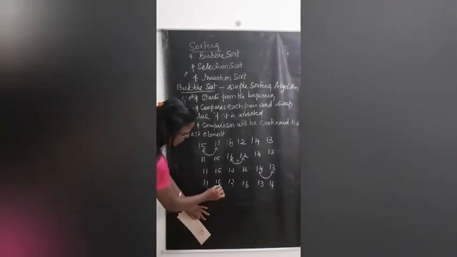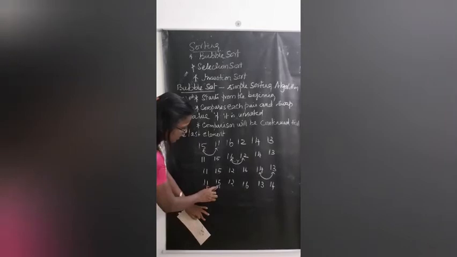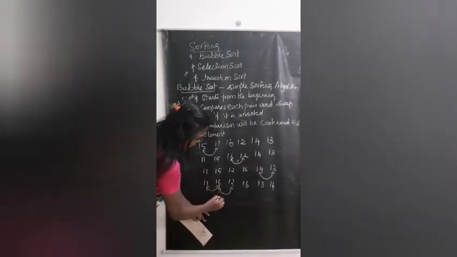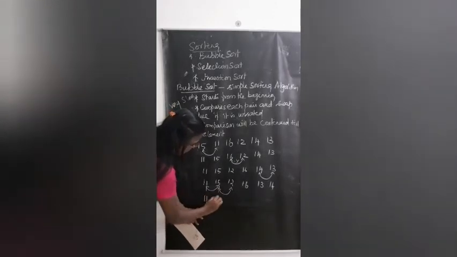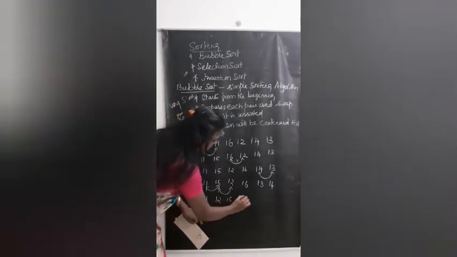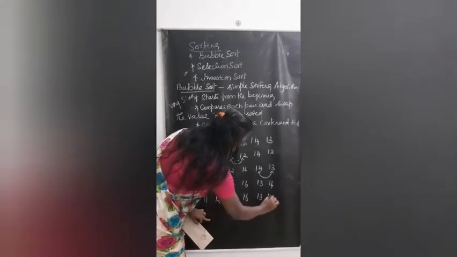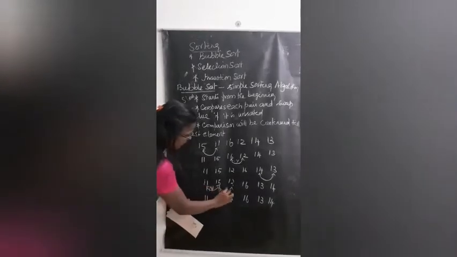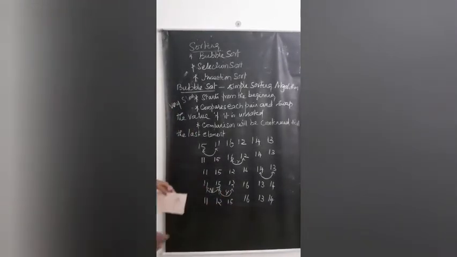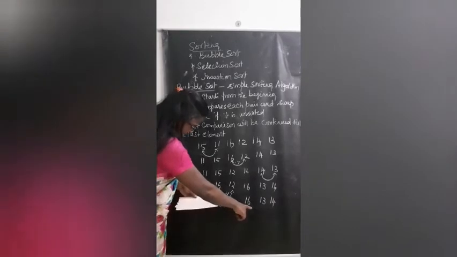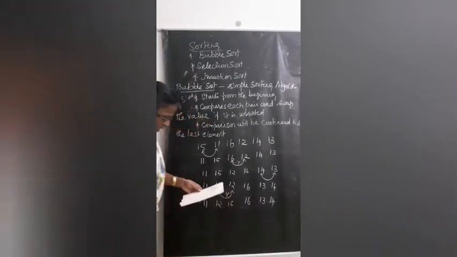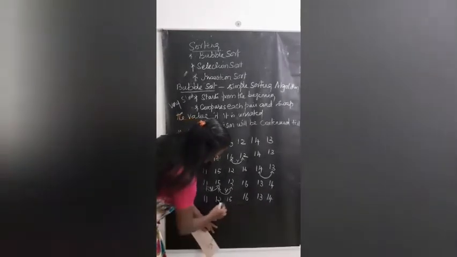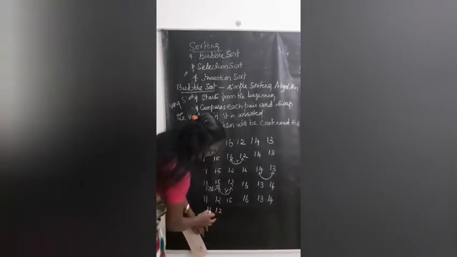Here no swapping. 11 is smaller than 15. Again here this 15 and 12 is compared. Yes, we have to swap: 11, 12, 15, 16, 13, 14. Here no swapping. Here swapping is necessary. So 11, 12, 15, then 13 and 14. Then again next, swapping is necessary; 11, 12 already in the order.